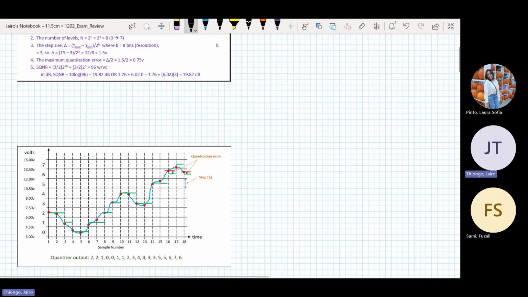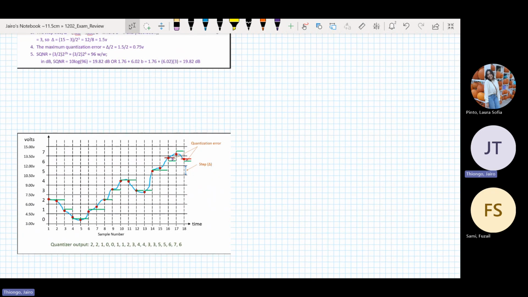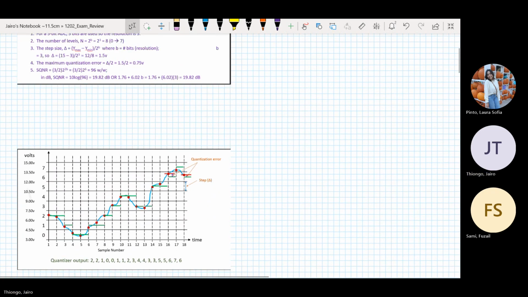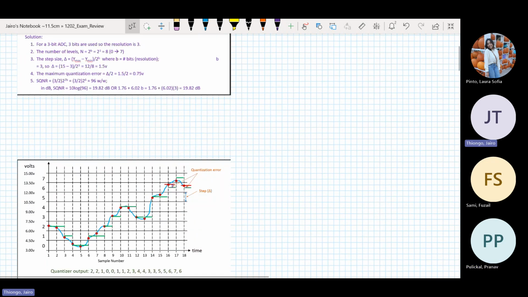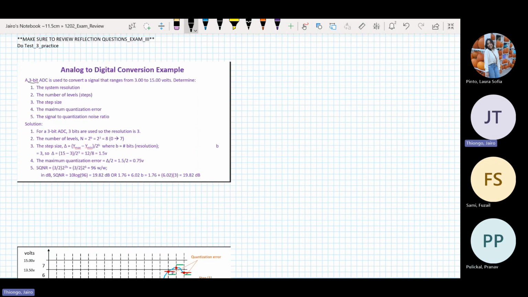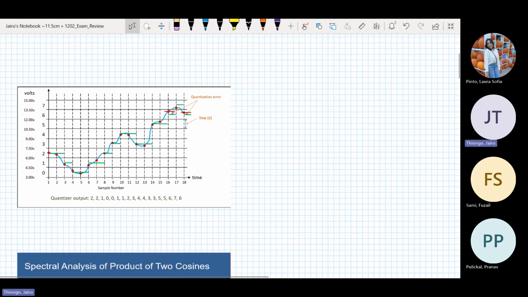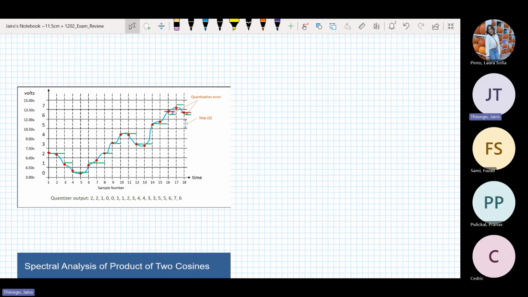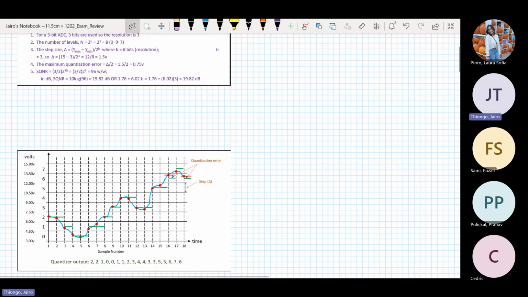For the first one, a visual way to see this would be in our next question. The system resolution is already given here. It means the number of bits that are used. So if it said a 4-bit ADC or 5-bit ADC, that's what it's referring to as resolution. I'll come to the next one.